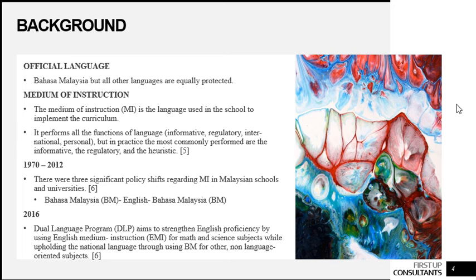Recently, in 2016, there was a program named Dual Language Program, DLP, which aims to strengthen English proficiency by using English medium instruction, EMI, for maths and science subjects, while upholding the national language, that is Bahasa Malaysia, using Bahasa Malaysia for other non-language oriented subjects, rather than maths and science.